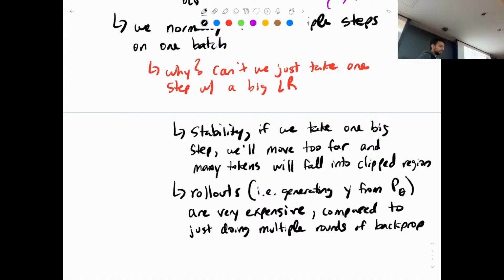So the intuition here is that doing multiple updates on the same batch is going to give you more stable and careful updating. So you're essentially more efficiently using that batch compared to taking one update, moving too far, then discarding all the work that you did in generating those rollouts to just go further and start generating more rollouts on a new batch. So that's the intuition here.